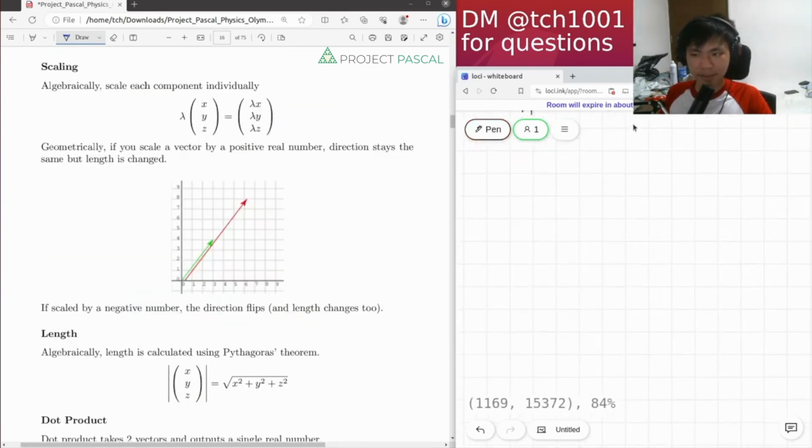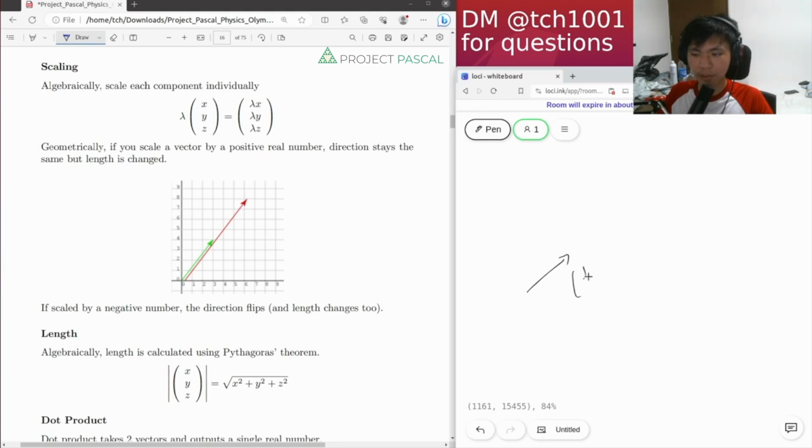Now vectors can also be scaled. You can multiply a vector with a single real number, and that will scale the length of the vector while keeping the direction the same. So for example, if I have a vector 1, 2, 3, and I multiply the vector by the real number 4, then the vector will be scaled to 4, 8, and 12, and the direction will stay the same, but the length will increase by a factor of 4.